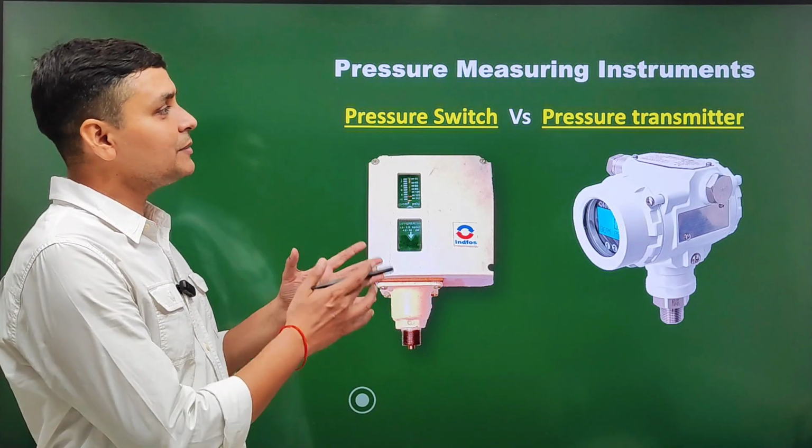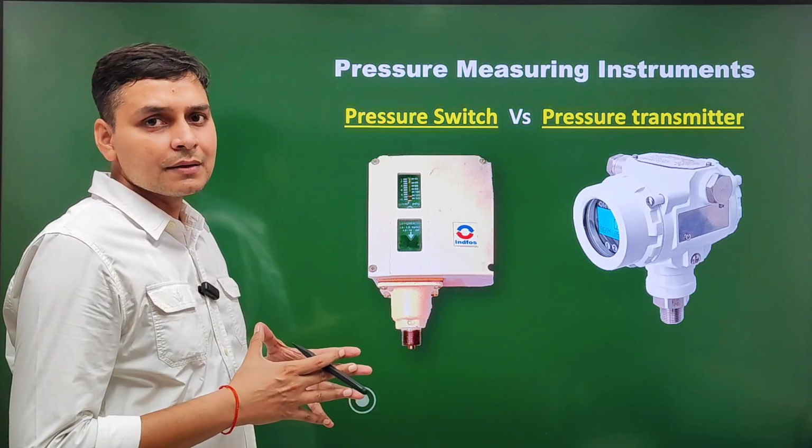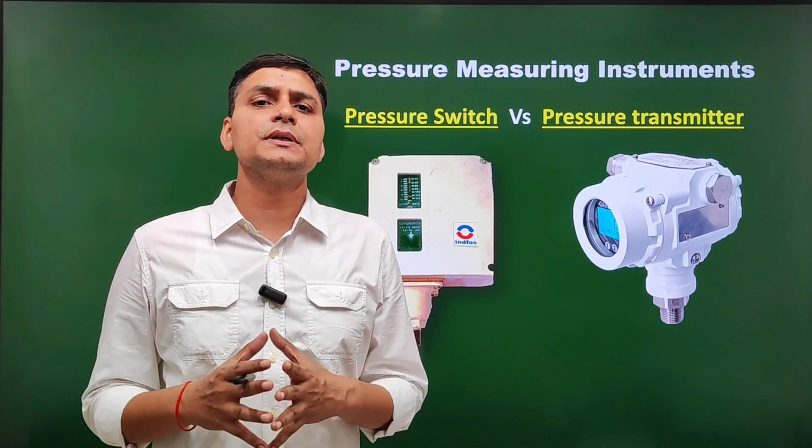In instrumentation systems and in PLC based automation systems, the most important task is to monitor and control the parameters. Temperature, level, flow and pressure are accurately measured so that process remains safe and efficient. Today we are going to discuss pressure measurement instruments, pressure switch and pressure transmitter. Look friends, pressure switch and pressure transmitters both are used to measure the pressure.